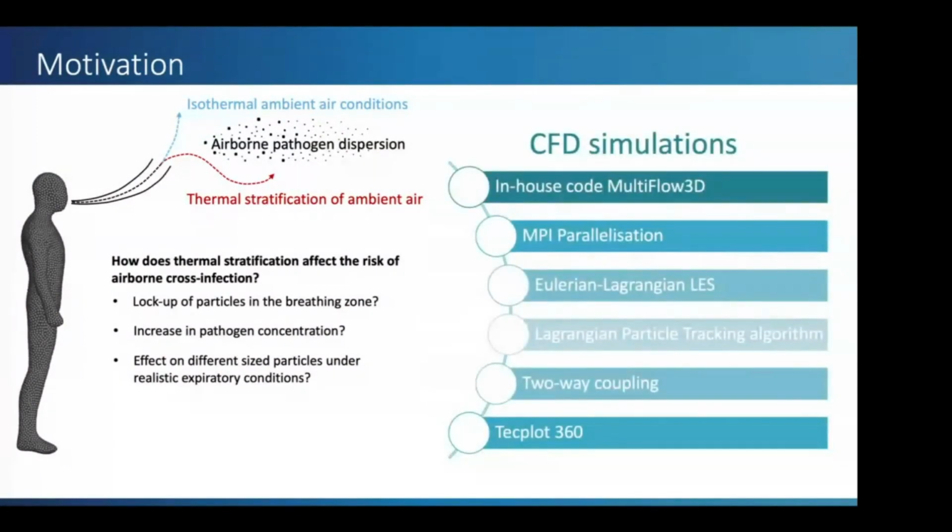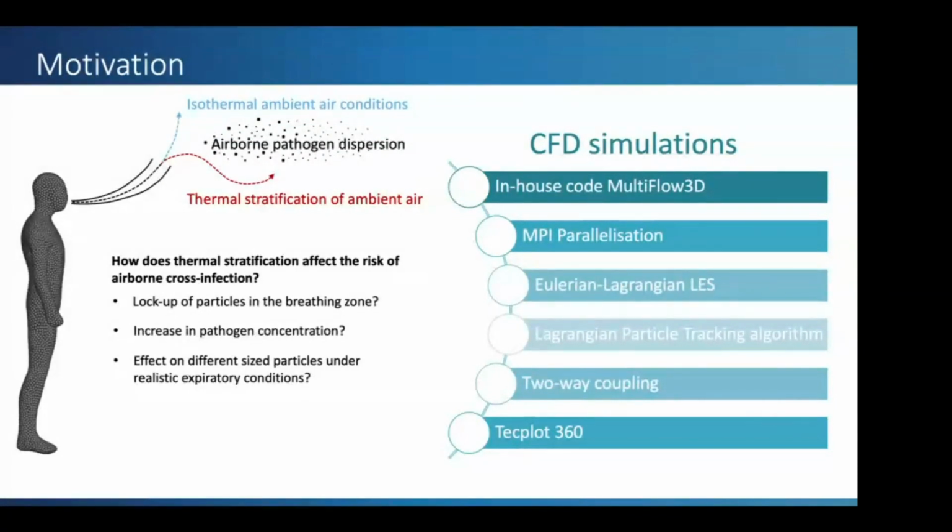To answer these questions, we run CFD simulations. We use our own in-house code called Multiflow 3D, and the code uses MPI parallelization. All of these simulations are large eddy simulations with a Eulerian Lagrangian approach. So the air is modeled in a Eulerian frame, and the particles are modeled with a Lagrangian particle tracking algorithm. Each particle is tracked in space and time, and we can then get a detailed view of where those particles are in a given scenario and in a given room under certain conditions. And from that, we can figure out what is the concentration of these particles and how does it change.